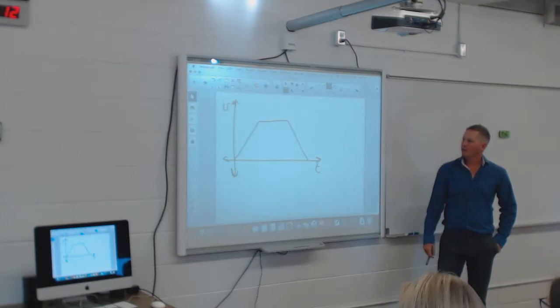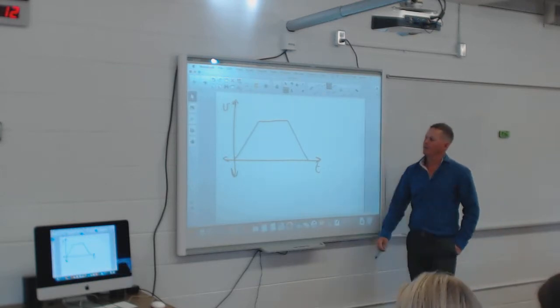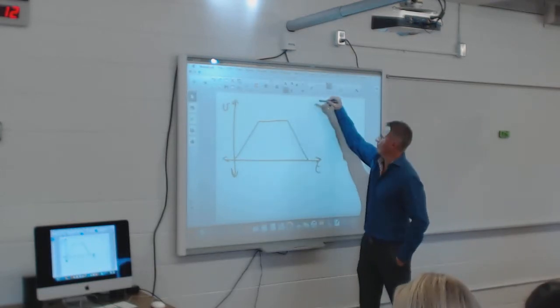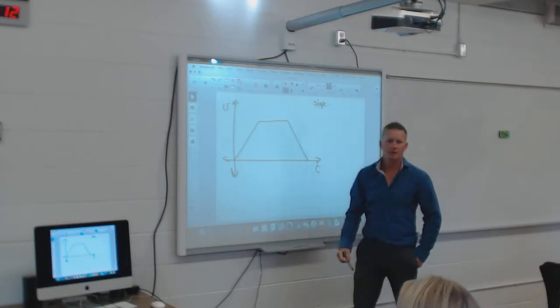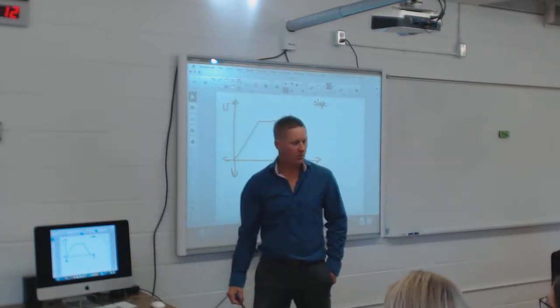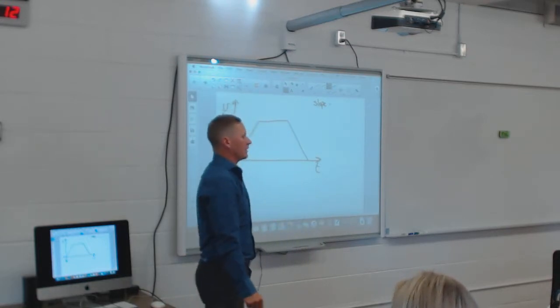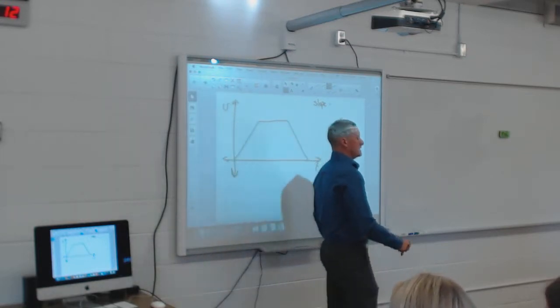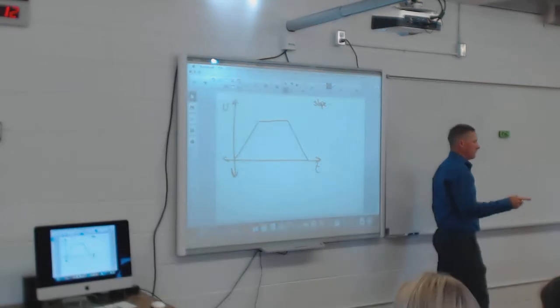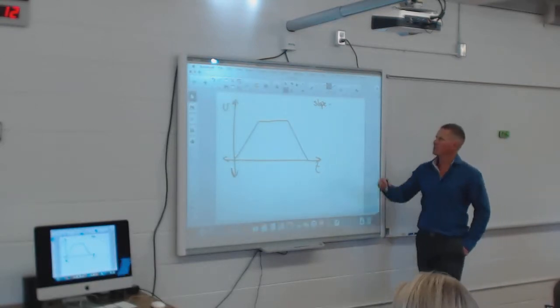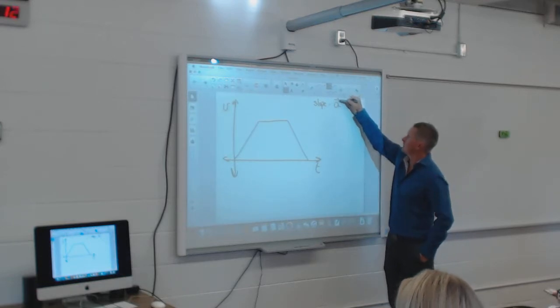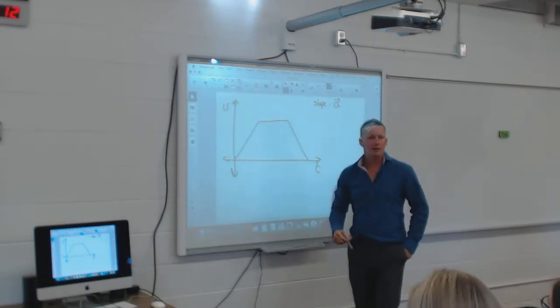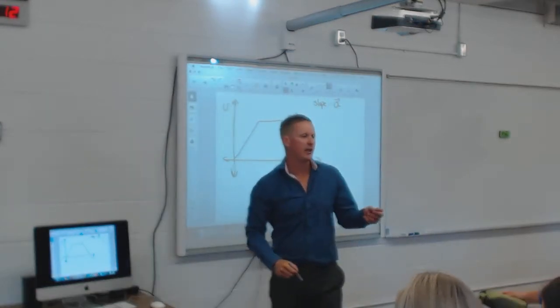On a velocity time graph, if I find the slope of this line, what does the slope of that line give me? Velocity? Nope. Acceleration. Acceleration in this one. If it was a DT graph, it would give you the velocity, right? But on this one, it gives you the acceleration, because it's the change in y over the change in x.